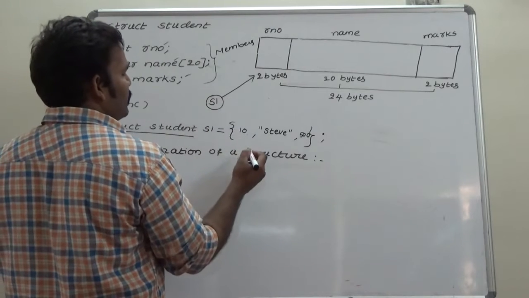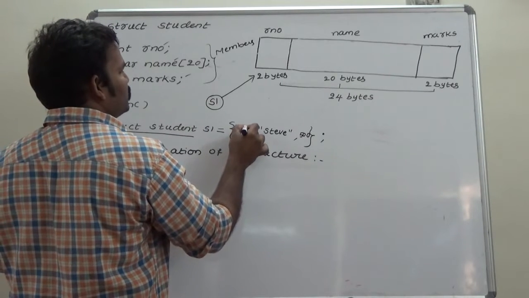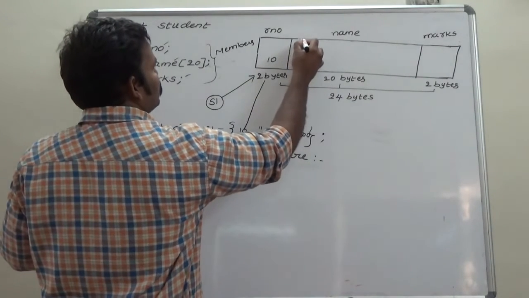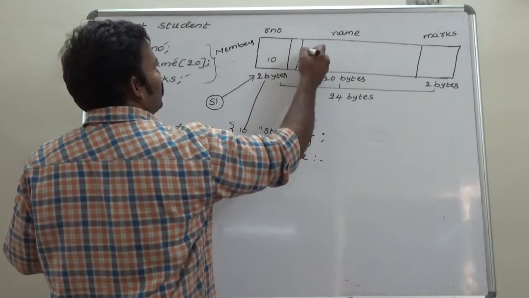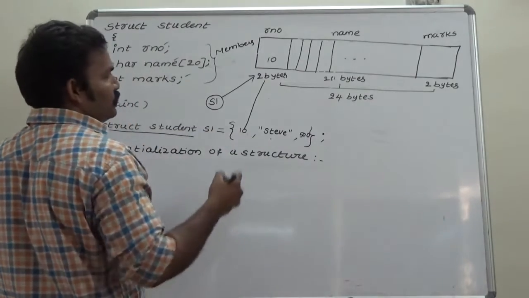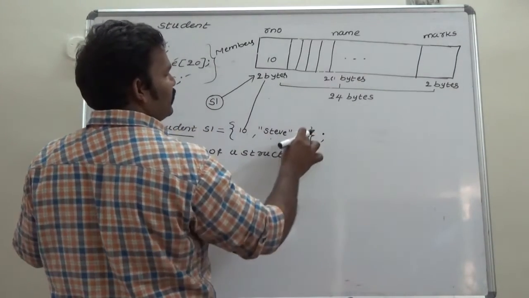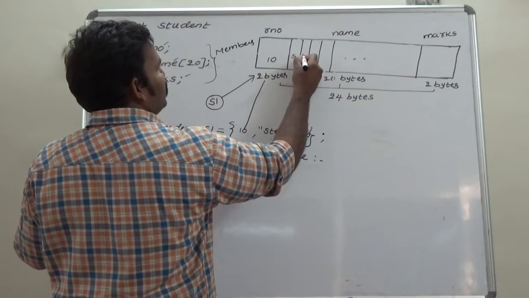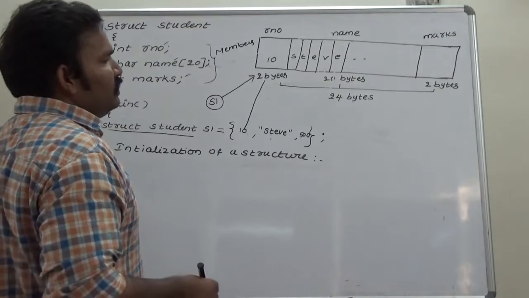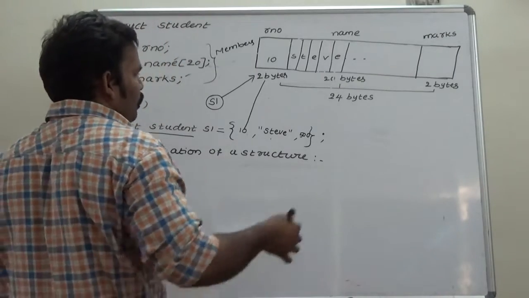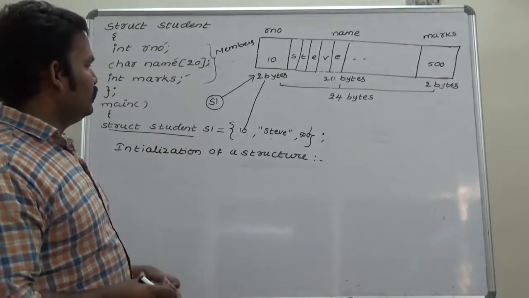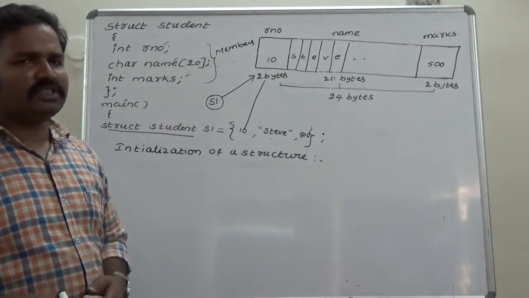Here 10 will be stored into the first location. Next is Steve. How many memory locations are allocated? Total 20 slots allocated. So Steve, S-T-E-V-E, and the last position is filled with the null character. Next, 500. Clear? So this is initialization of a structure.